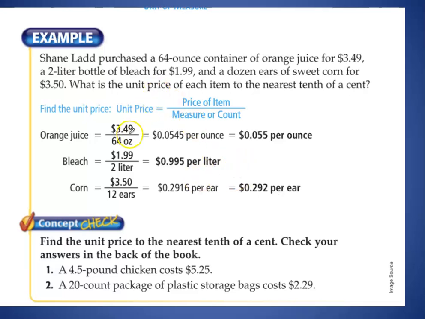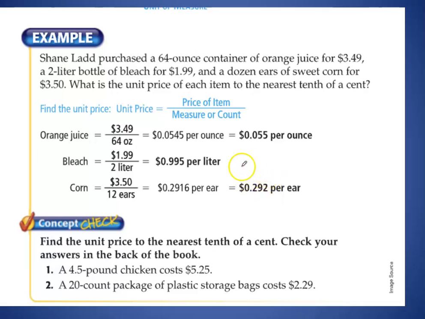So again, you take the price divided by the measure or count. So $3.49 divided by 64. If you round it, it was a little over 5.5 cents, right? $1.99 divided by 2 is 99 cents, or almost $1 per liter. And $3.50 for 12 is 29 cents per ear, or it's 29.2.